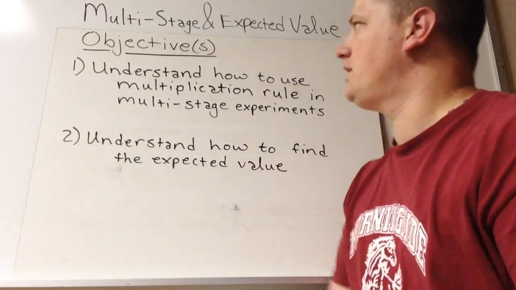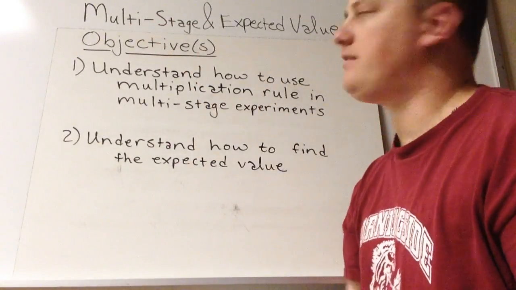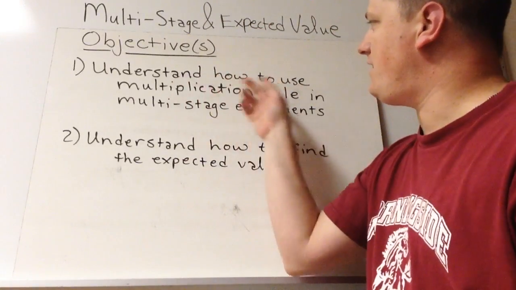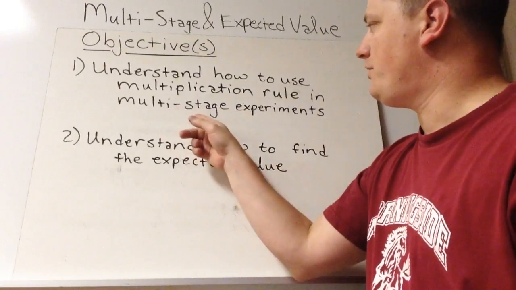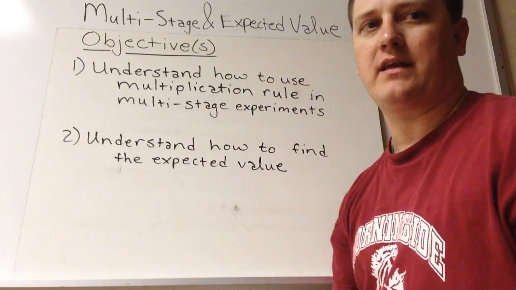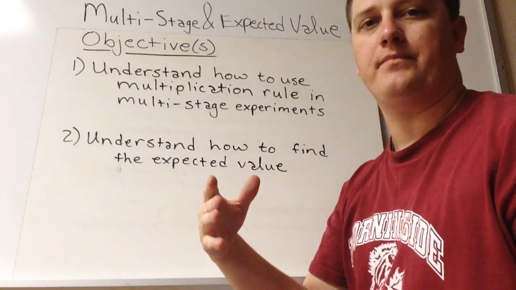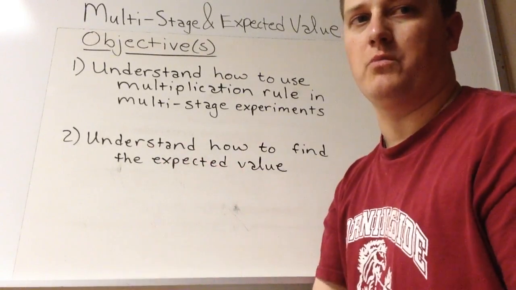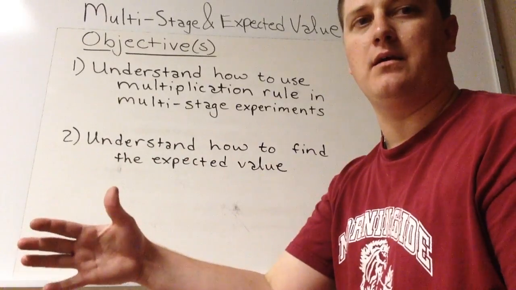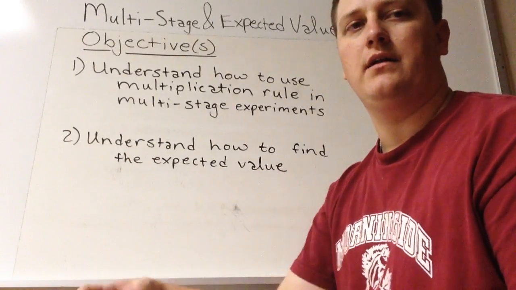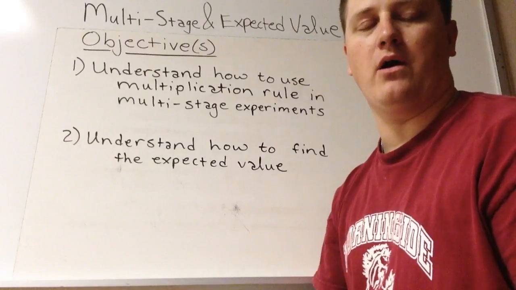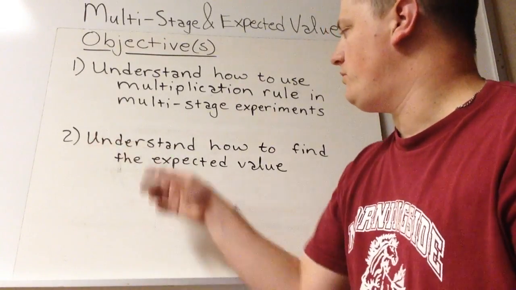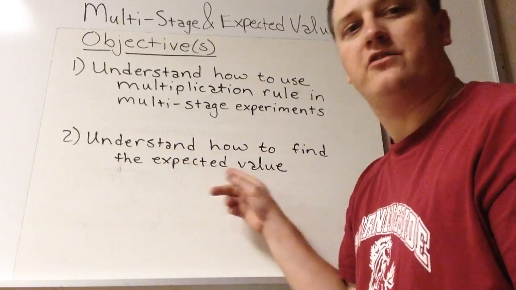In this lesson, we're going to look at multi-stage experiments and expected value. Our objectives: understand how to use the multiplication rule in multi-stage experiments. Basically, we can take the branches of a tree diagram and use multiplication to see the probability of the end branch of those options happening. Number 2, understand how to find the expected value.